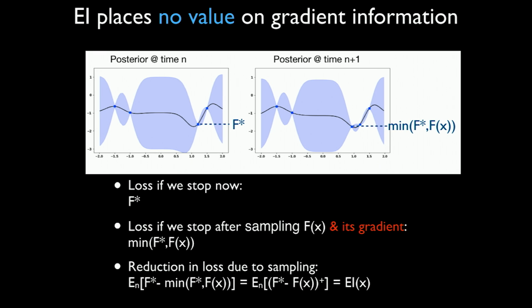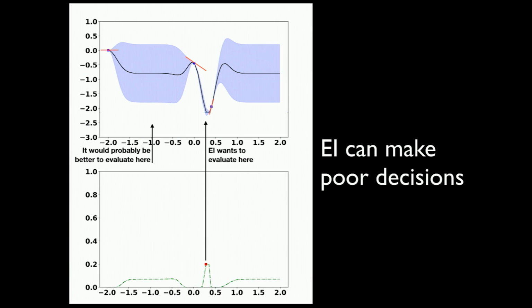Effectively, what this is causing to happen is that expected improvement is putting no value on gradient information, and that runs contrary to our intuition as optimizers that gradient information is like the most valuable kind of information you could get. And as a consequence, expected improvement can make bad decisions. So here's a posterior distribution. Here's the expected improvement. It's maximal here. So it says I want to evaluate at this point. That's a point where, if I evaluate there, I am going to get an improvement.